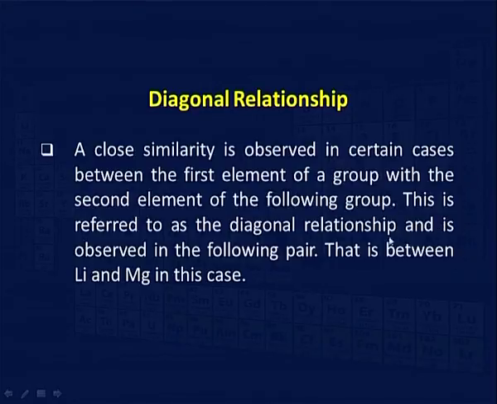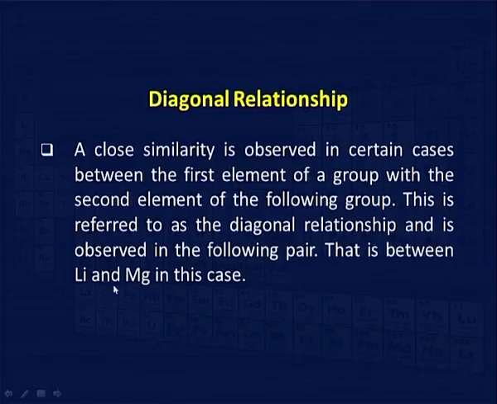This is referred to as diagonal relationship. Now, in our case, lithium and magnesium. Why do they behave similarly? Because, if you have listened to the entire lecture, we have kept our stress on the size of the atoms and the ions. If you look at their size, they are very similar in size, and even their ionic sizes are very similar. So they behave in a very similar way because of the reason we have quoted here.